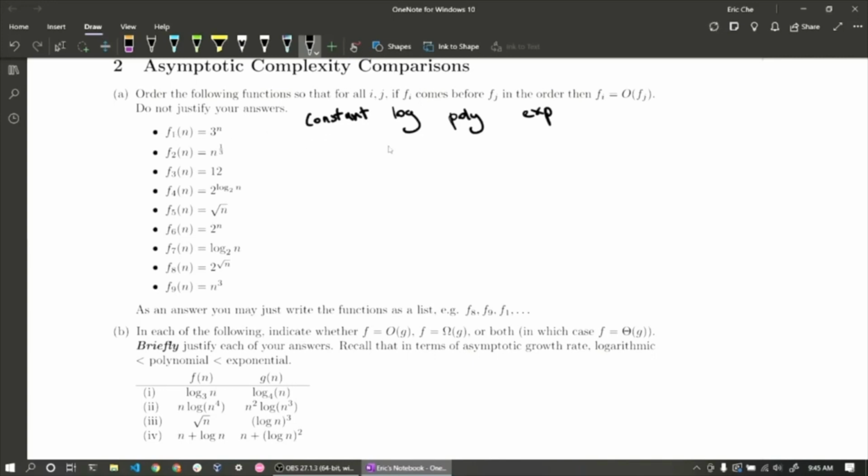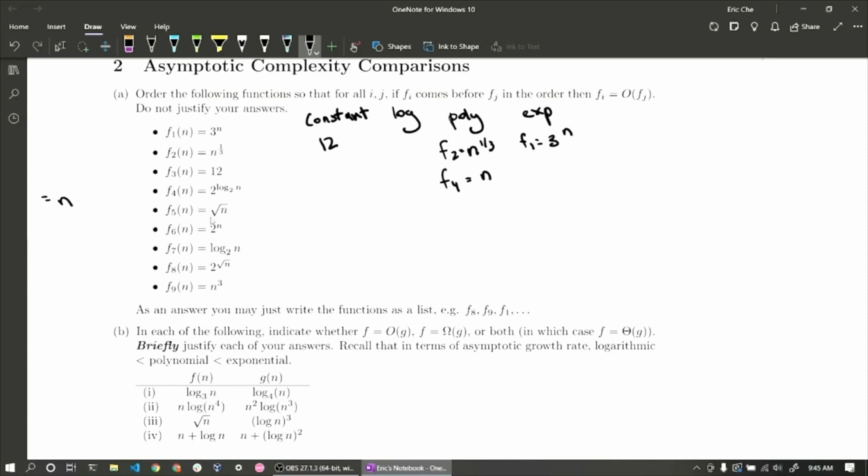So let's look at them one by one. We have f of 1, which is 3 to the power of n, which is exponential. F of 2 is n to the power of 1 over 3, which is a polynomial time function. F of 3 is 12, and that's a constant value. F of 4 is a bit tricky. However, if you remember your log laws, this will just evaluate to n. So f of 4 is n.